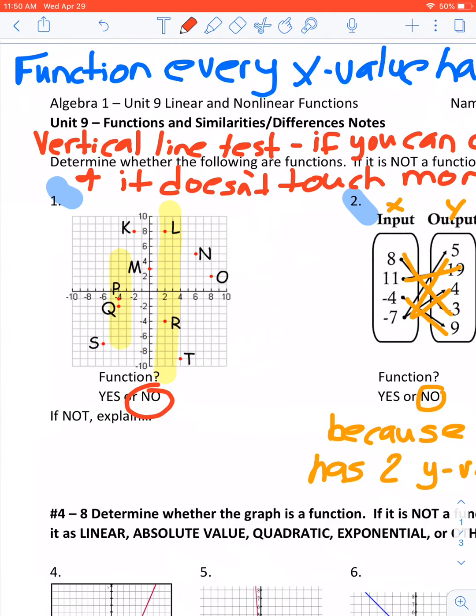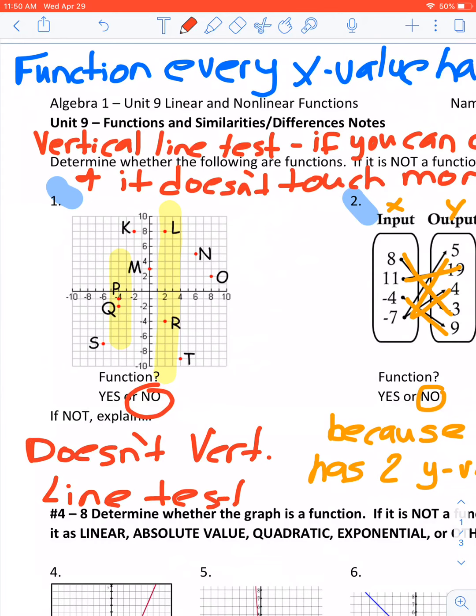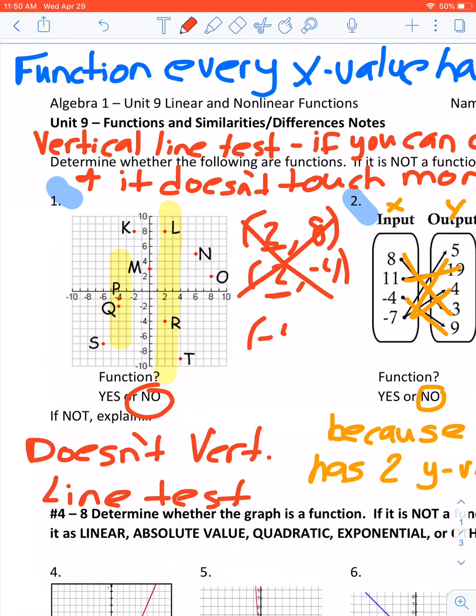And why? Because it doesn't pass the vertical line test. Because if I wrote down the coordinates for L, it would be 2, 8. And if I wrote down for R, it would be 2, -4. The x values have more than one y value, which doesn't work. Okay? The same thing with P and Q. If I write down the coordinates for P, -4, -1, and write down the coordinates for Q, -4, -2, my x values have more than one y value, so it doesn't work.